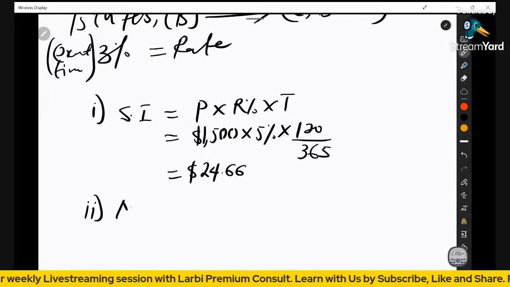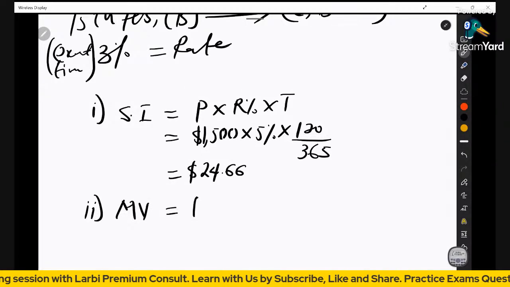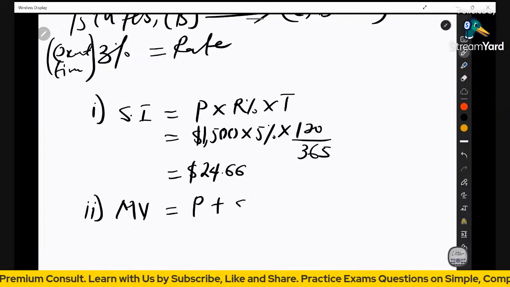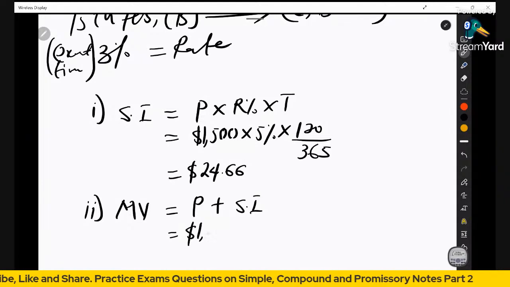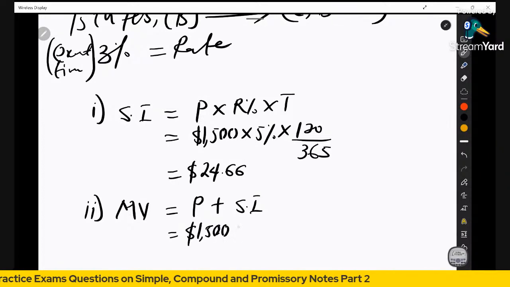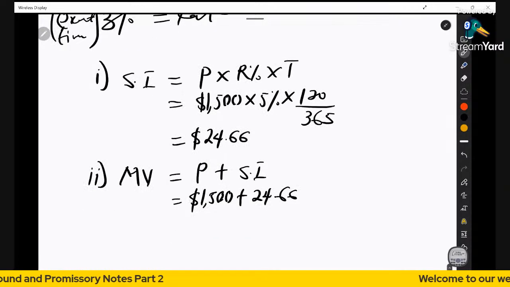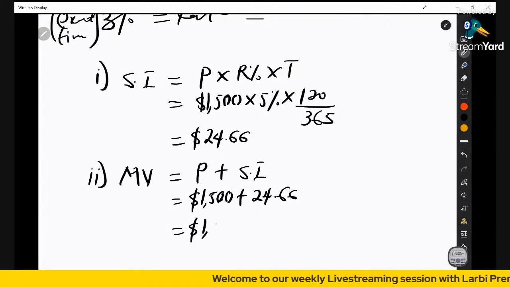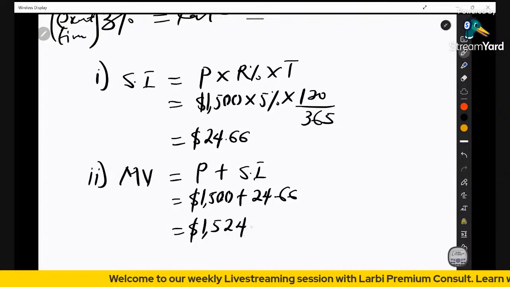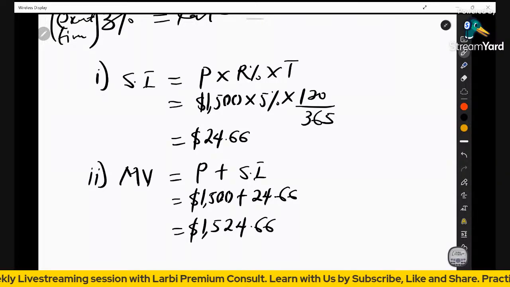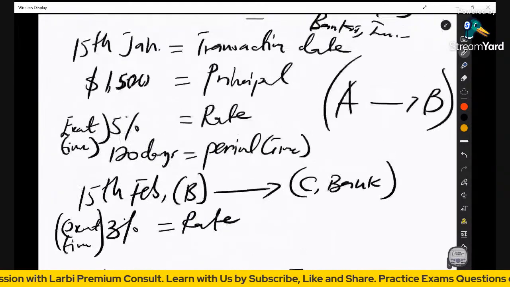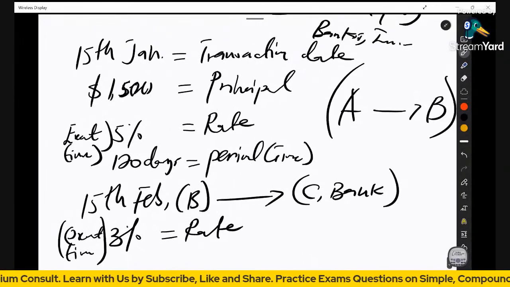We say that maturity value should be equal to the principal plus the simple interest in this case. So what are we getting? The principal was 1,500 plus 24.66. Okay, so what are we getting in all? We are getting $1,524.66. This is the whole maturity value that must be paid to Party B when the loan matures within 120 days.